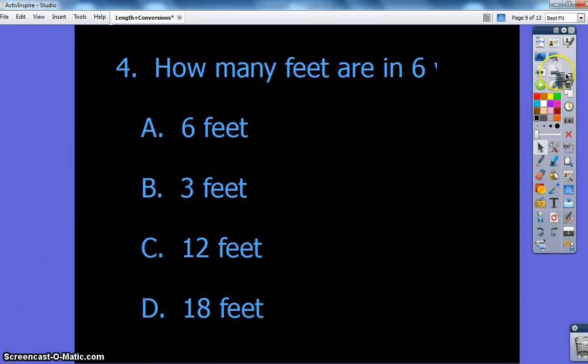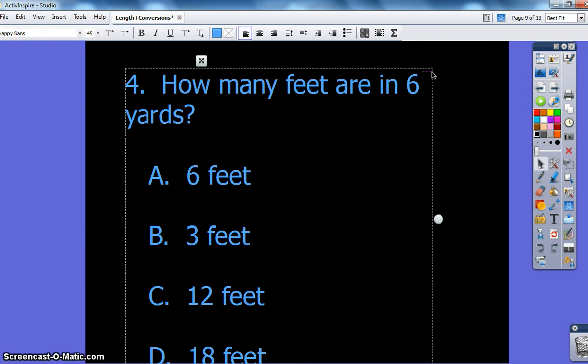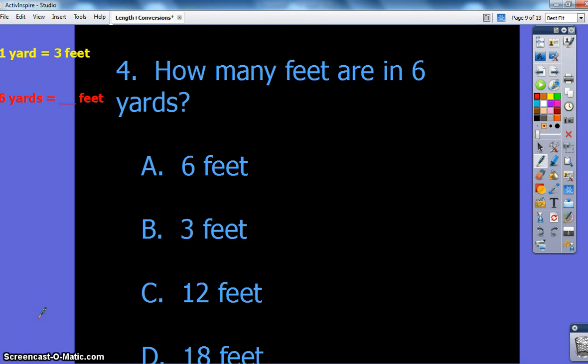Okay, next problem. How many feet are in 6 yards? Stop and solve this problem. We know that 1 yard equals 3 feet. So if we have 6 yards, how many feet? Well, this is kind of like a table. How does the 1 change to a 6? You're measuring both in yards times 6. So if you take 3 times 6, what is your product? 18. So D is your correct answer.